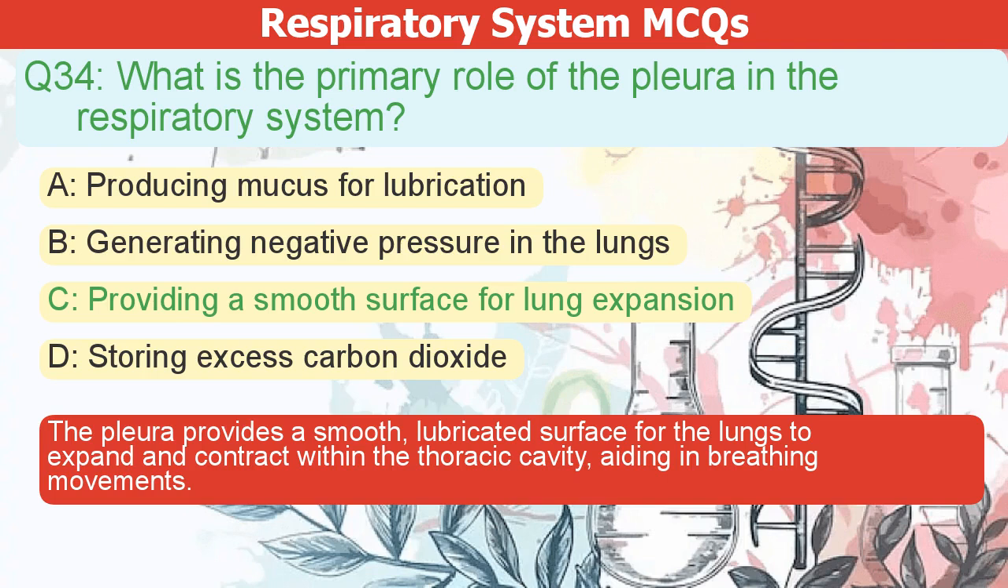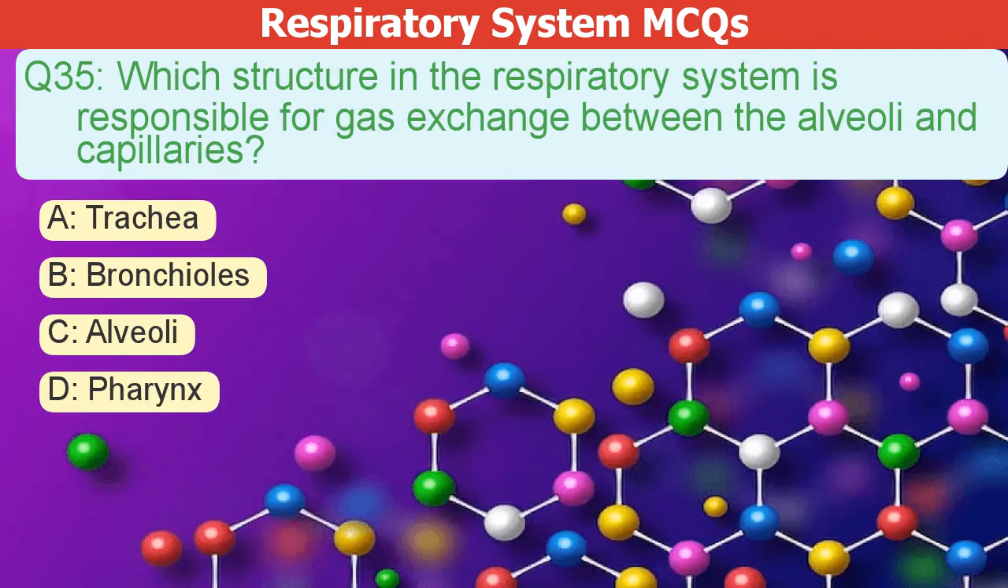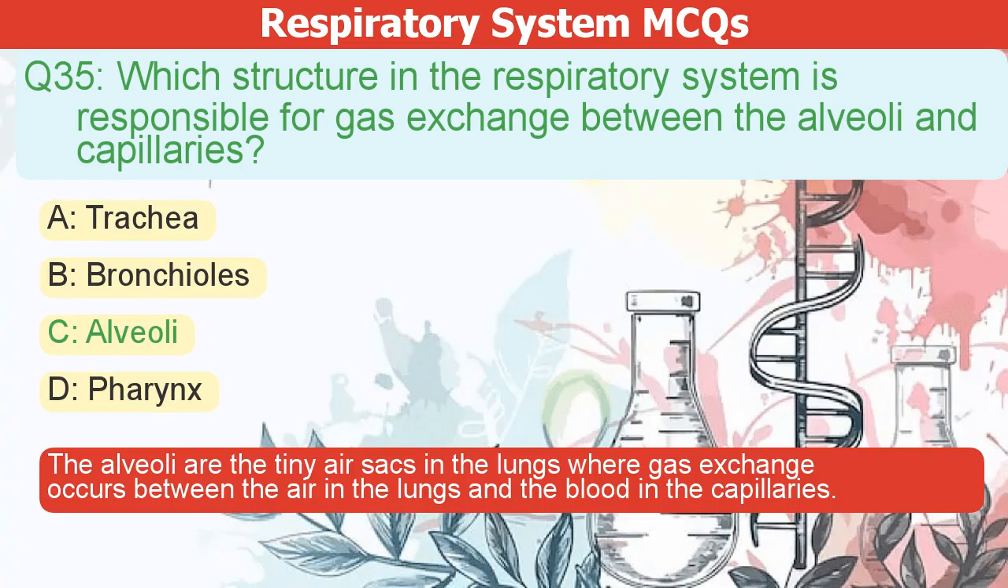breathing movements. Which structure in the respiratory system is responsible for gas exchange between the alveoli and capillaries? A. Trachea. B. Bronchiole. C. Alveoli. D. Pharynx. The correct answer is C. The alveoli are the tiny air sacs in the lungs where gas exchange occurs between the air in the lungs and the blood in the capillaries.